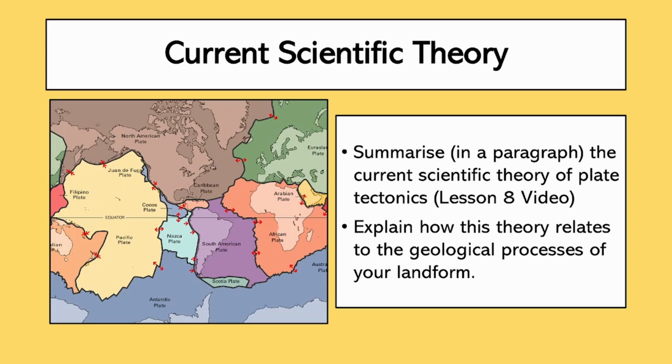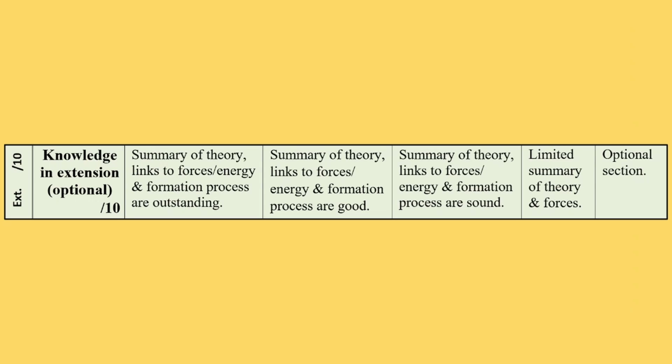And then what you need to do is take that scientific theory and explain how that theory relates to your landform. So how does that scientific theory relate to a plate boundary? Or how does that scientific theory relate to a volcano? So finding those links and writing that down in a paragraph as well. And here's the marking criteria for that. So doing a good summary of the theory and making some links to the forces or energy and formation processes of your chosen landform.